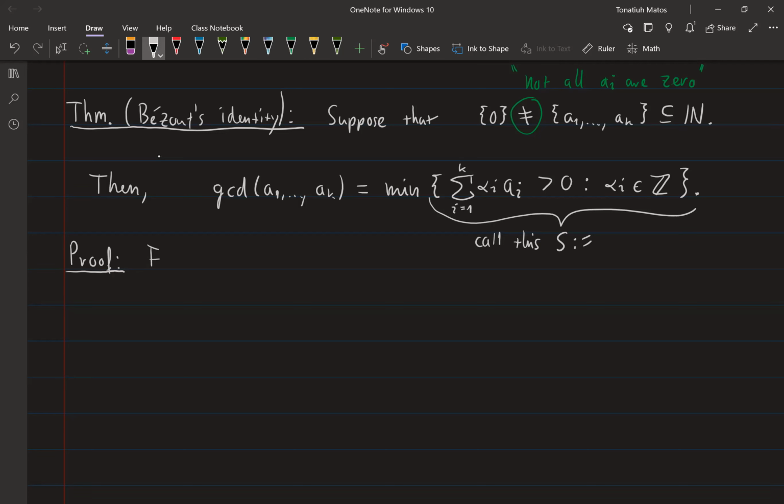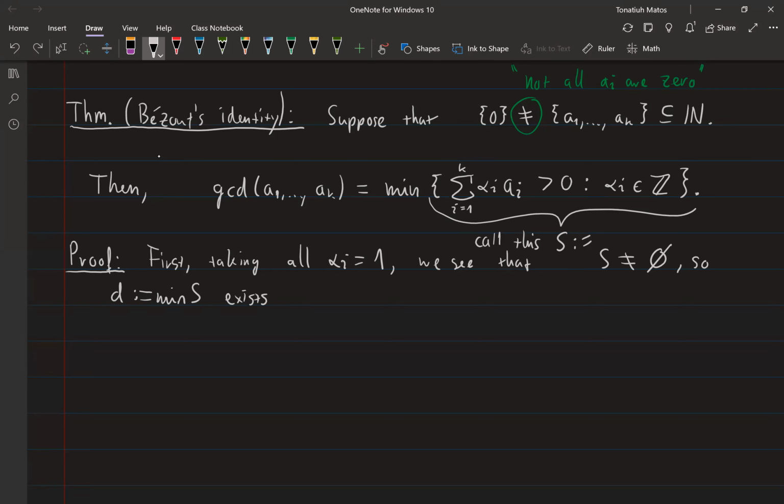So first, taking all alpha_i's, the coefficients, equal to 1, if you just add up the numbers, these are natural numbers and not all of them are zero, we see that S is not empty, because it contains this sum. If I just add up the numbers, I get a positive linear combination. So S is not empty. So D, defined as the smallest element of S, exists by the lemma I just described, by the well-ordering principle.